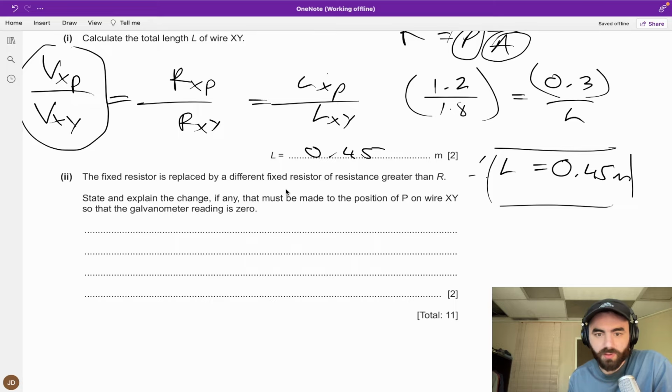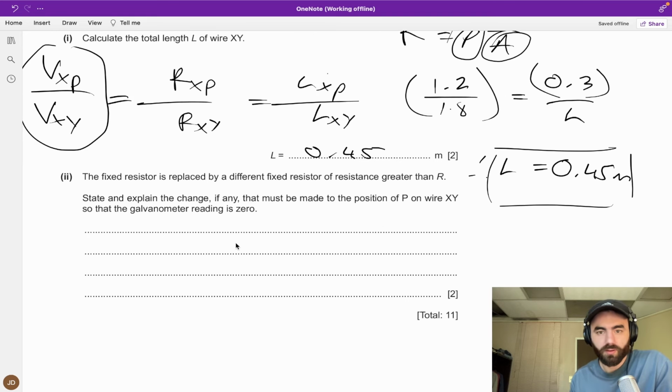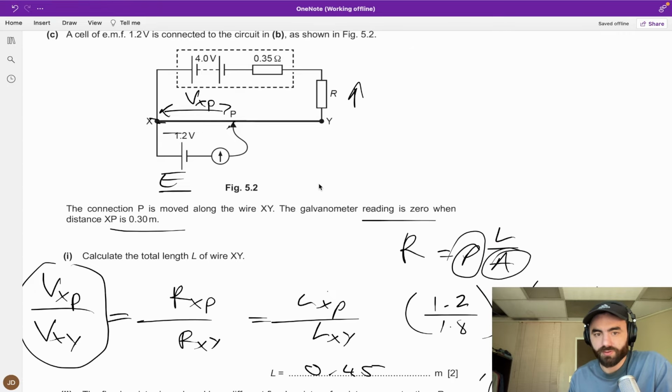The fixed resistor is replaced by a fixed resistor of greater resistance. Say and explain the change, if any, that must be made to the position P on the wire. Okay, so if we increase this resistance, what happens? That's what it's asking.